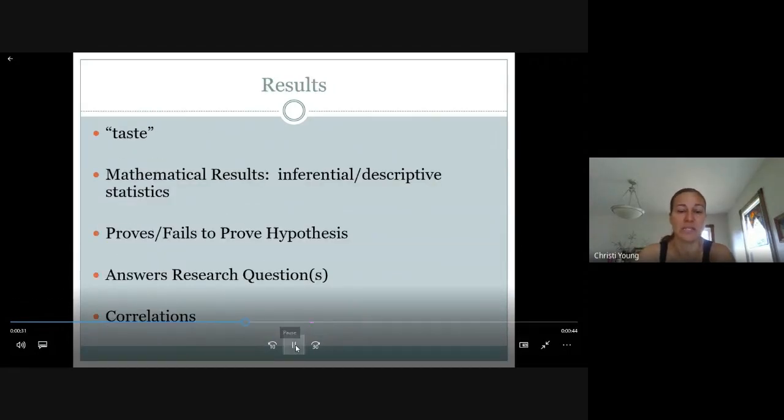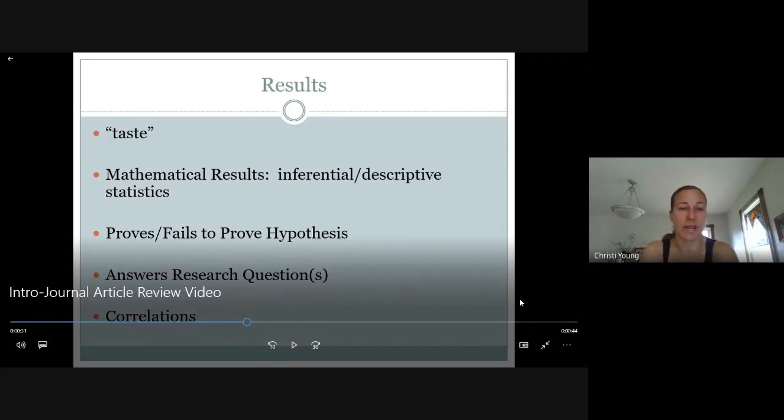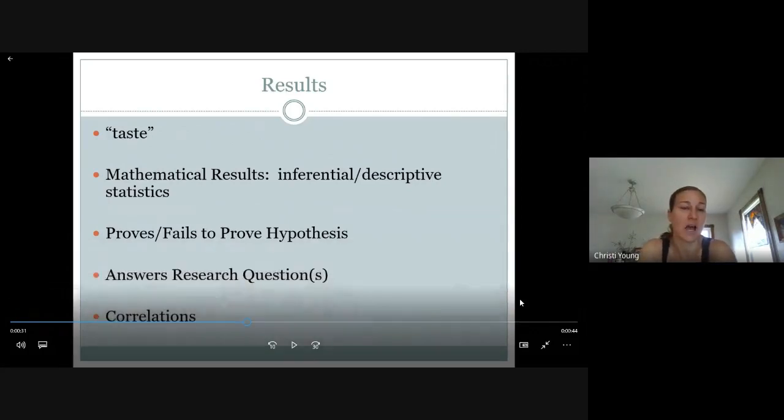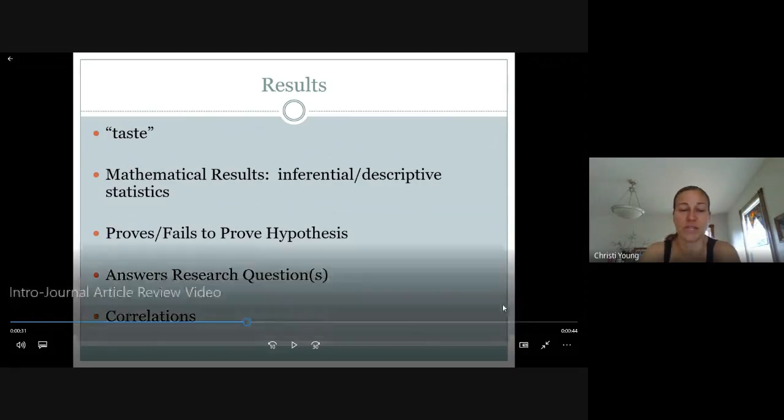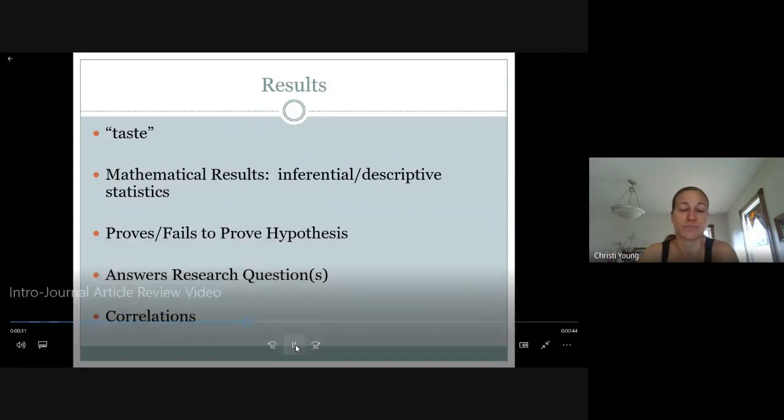The results is basically how it turns out, right? The cake, how does it taste? When you're talking about a journal, you're going to see often statistics, whether they be inferential or descriptive. Basically, the difference there is inferential is going to allow you to say, if this, then that. So if I add eggs, then this is the expectation of the cake to turn out. That sort of thing. It also talks about the hypothesis. Was it failed to be proven or was it proven? It answers the research questions and also creates correlations.